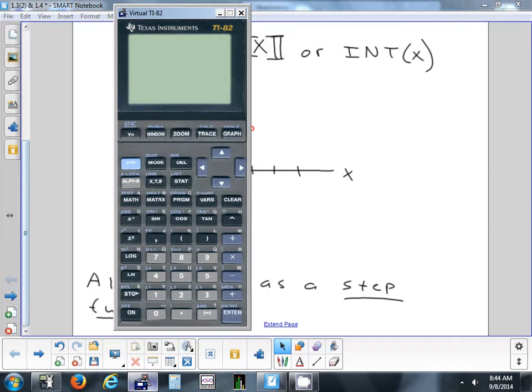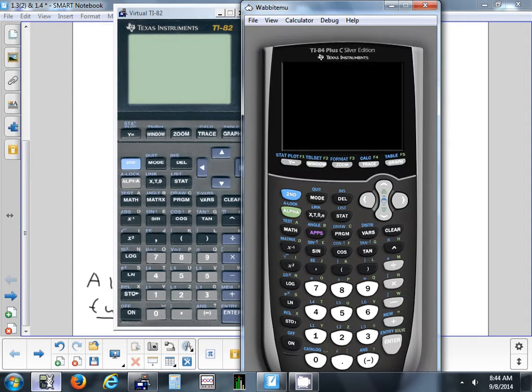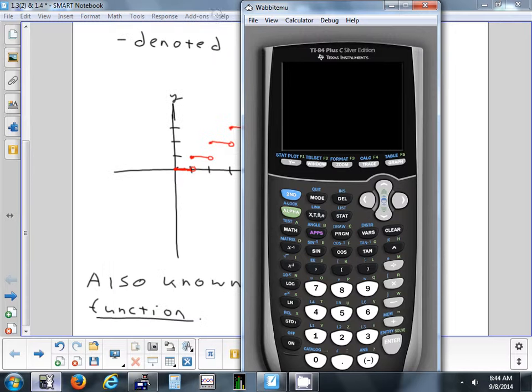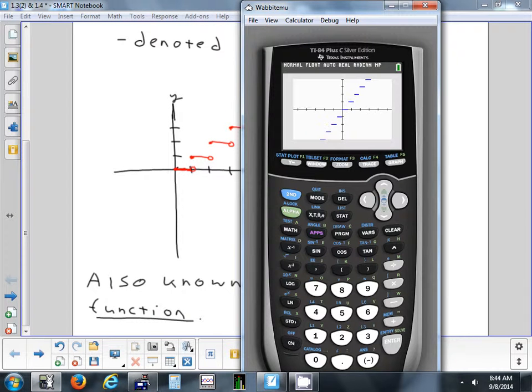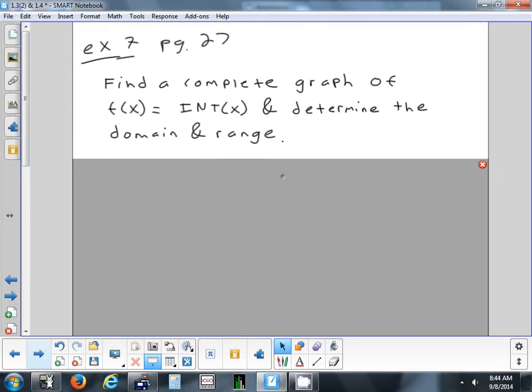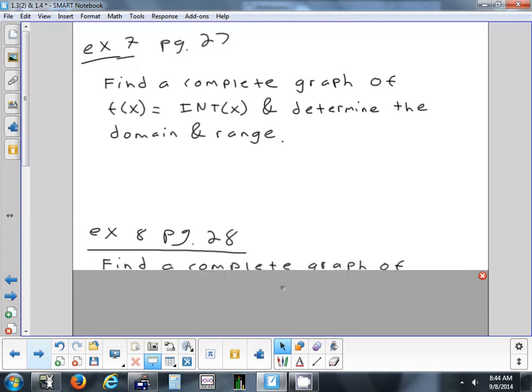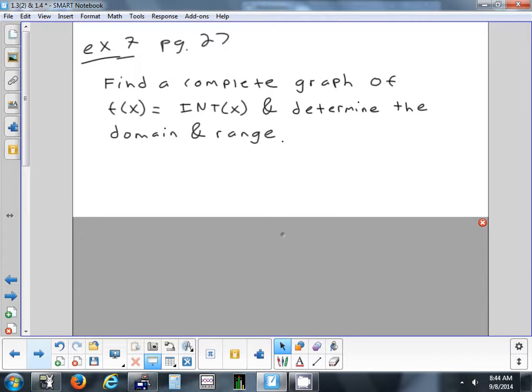Okay, any question on what a step function is or graphing a step function? Okay, so our next example was to find a complete graph. We've already done that. Then determine the domain and range.